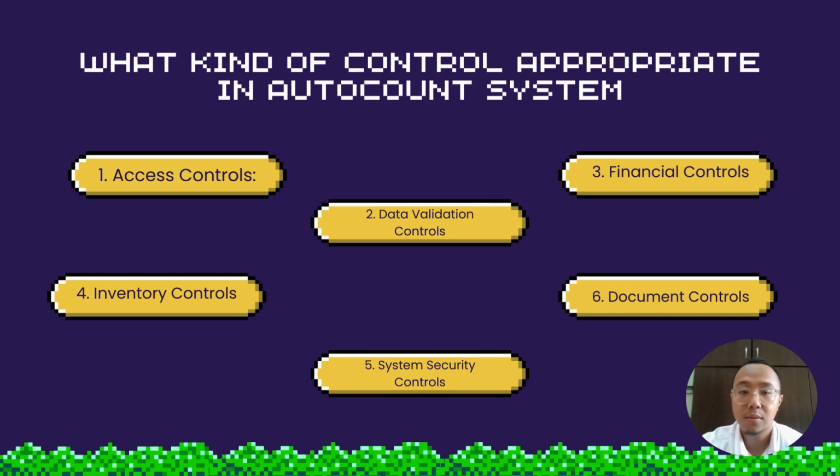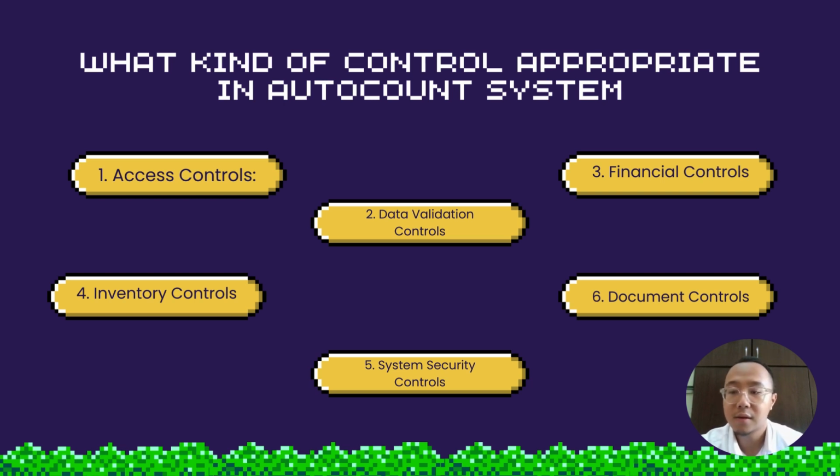So I will continue with our presentation on what kind of control is appropriate in the AutoCount system. So firstly, the control is the access control. So we can use it in user account and password, user role permission, and audit trails.